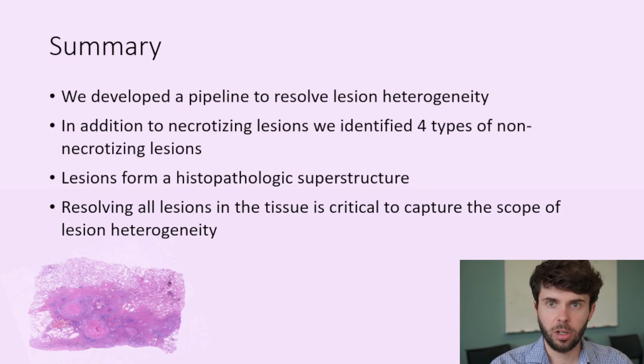In summary, we developed a pipeline that can resolve the heterogeneity of all lesions within a tissue. In addition to necrotizing lesions, we also identified 4 types of non-necrotizing lesions. And these, together with necrotizing lesions, form a histopathological superstructure in the TB-infected lung. Overall, this study demonstrates the importance of capturing all lesions within TB-infected tissue to understand the full scope of lesion heterogeneity.